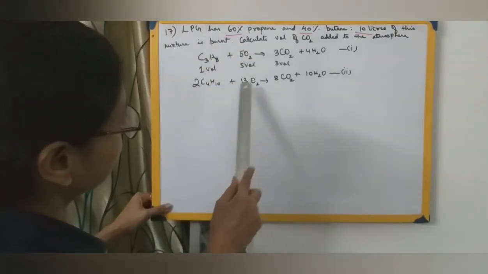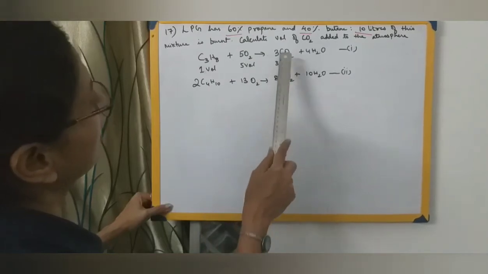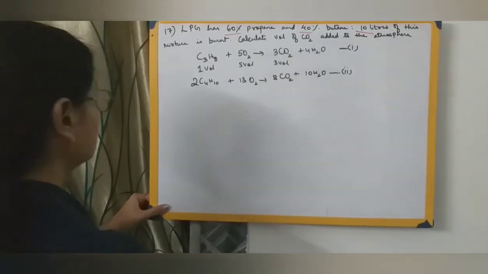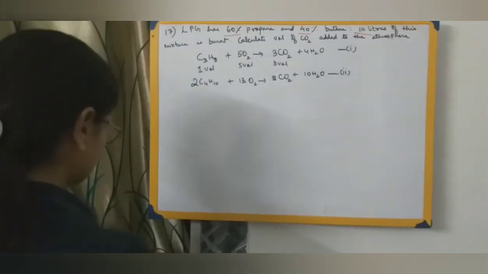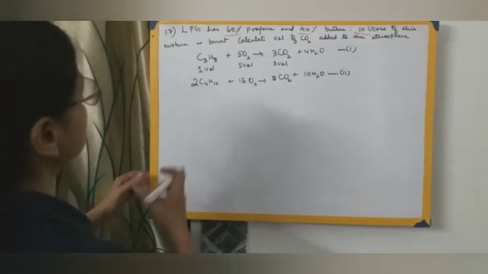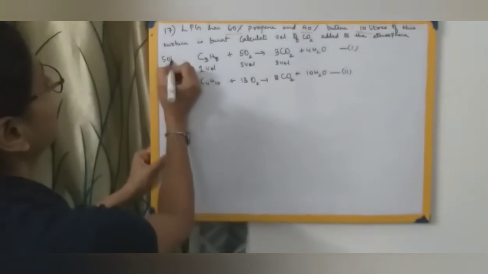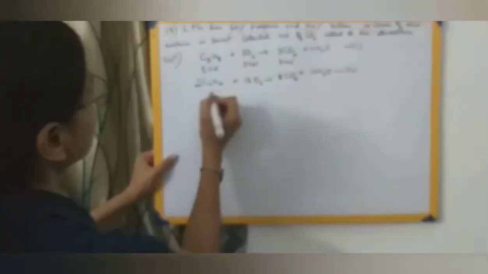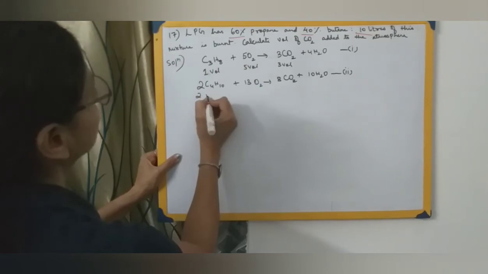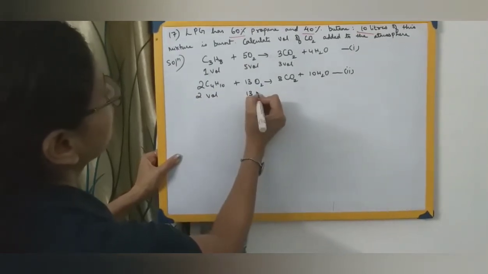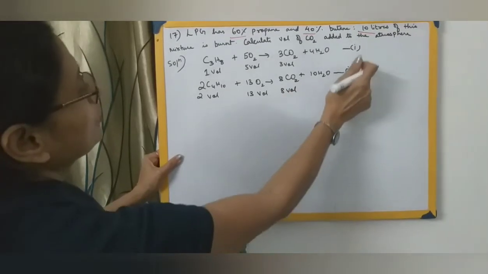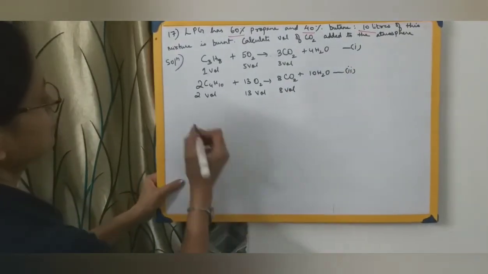And from this 10 liters, we have to find out how much carbon dioxide has been added to the atmosphere from both these reactions. Both these reaction equations are given as a part of the question. I have just copied them down as a part of your solution because I never wanted to write down twice. So here this will be 2 volume, this will be 13 volume, this will be 8 volume. Equation 1, equation 2, or reaction 1, reaction 2.